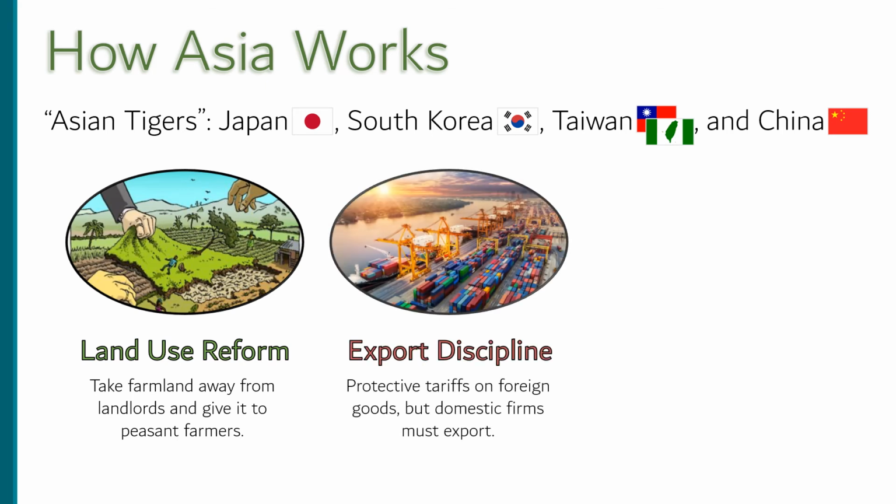Another important policy is export discipline. Against the advice of many economists, these countries often imposed steep protective tariffs to keep foreign competition out. However, they paired those policies with strict rules about exporting a certain percentage of what is produced to other countries. In South Korea and Japan, for example, they limited imports of automobiles to support their growing automobile industry.